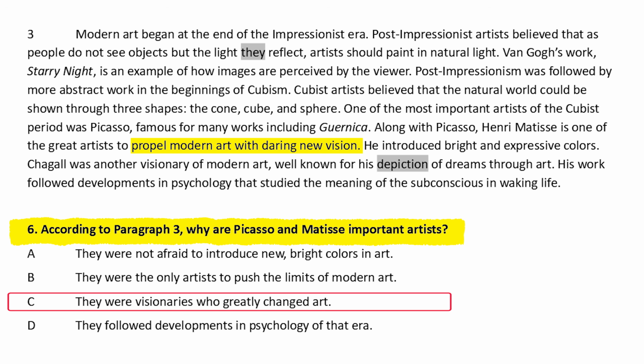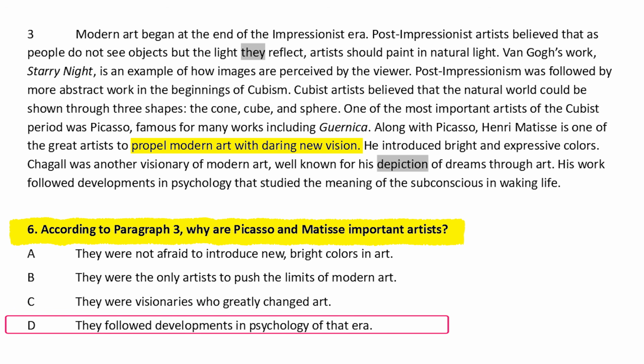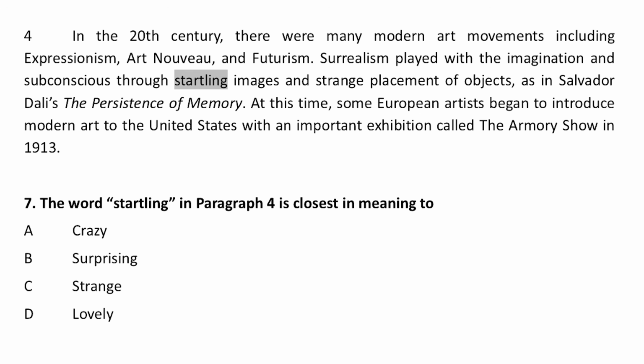That's another way of saying they were visionaries who made a big impact on the direction of modern art. So C is correct. D, they followed developments in psychology of that era. That's actually referring to Chagall, not Picasso or Matisse. The paragraph clearly says that Chagall followed developments in psychology and used that influence to explore dreams and the subconscious in his work. So D is also incorrect. Let's continue with question 7.